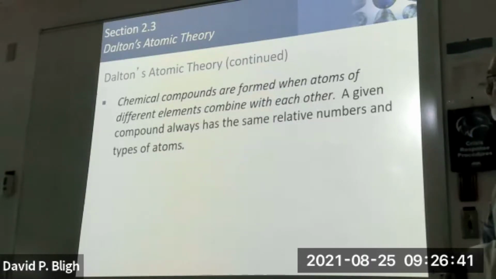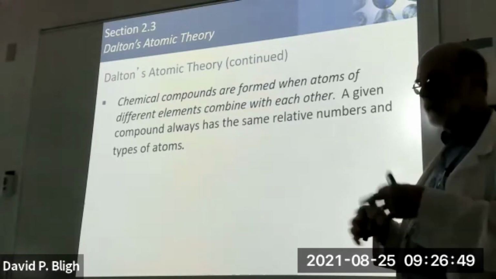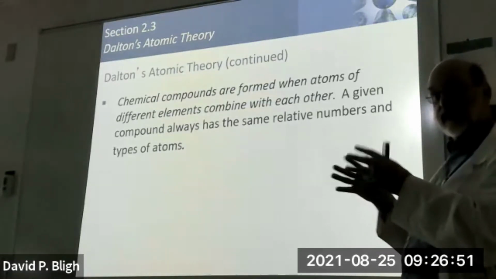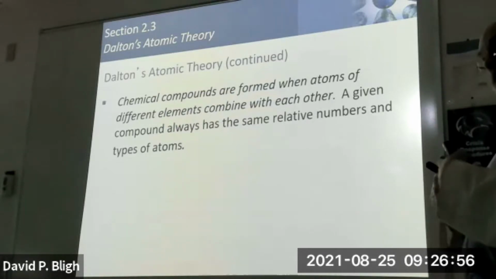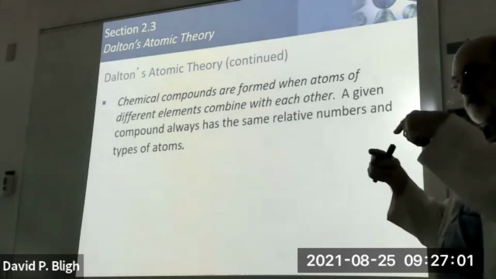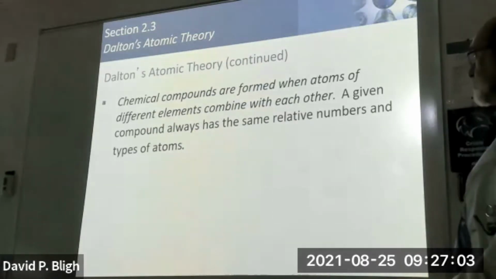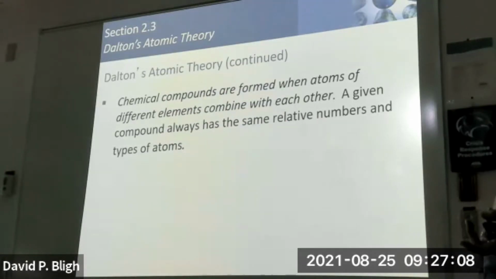Chemical compounds are formed when these atoms bond together in some form or fashion. He didn't explain how that happened. That came later. But when they combine, they form compounds that have different identities from their parent elements. Like oxygen supports combustion. Hydrogen is flammable, but water is neither. It's got a different identity.